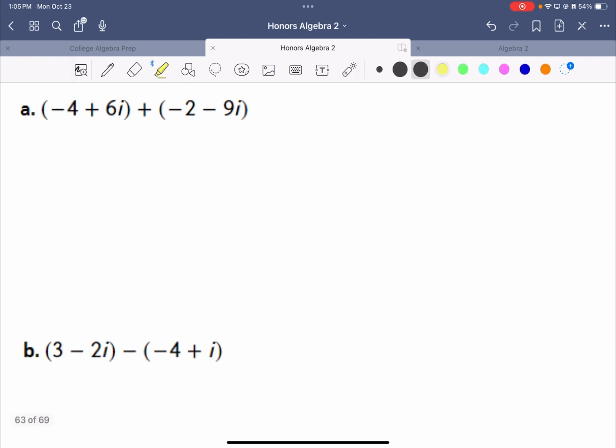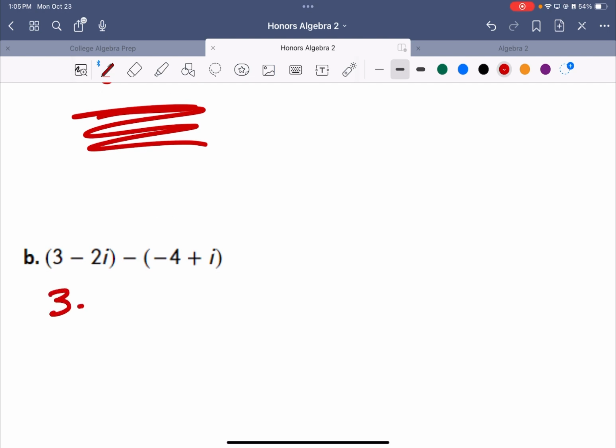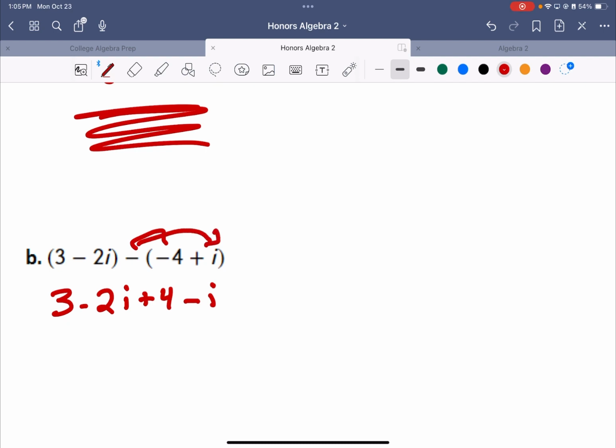So the first one we're just adding, so we're just going to combine the reals and the imaginaries. So we've got negative 6 minus 3i. Second one, I'm just going to rewrite it. 3 minus 2i. Distribute that in there. That gives me plus 4 minus i. 3 plus 4 is 7. Negative 2 minus 1 is negative 3.